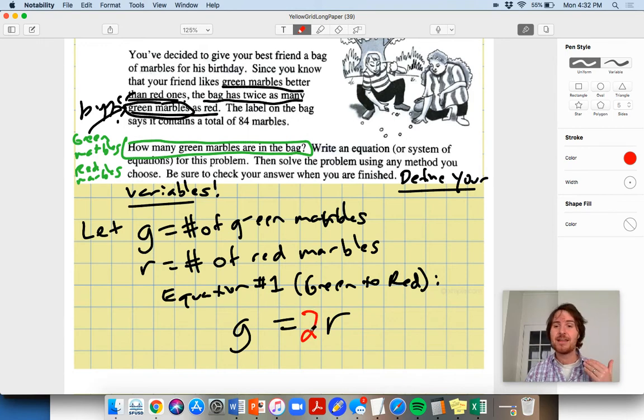Say if I had 10 red marbles, how many green marbles would I have to have? Well, I have twice as many, so I'd have to have 20. 10 times 2 is 20, good to go. What if I had 50 red marbles? 50 times 2 is 100.